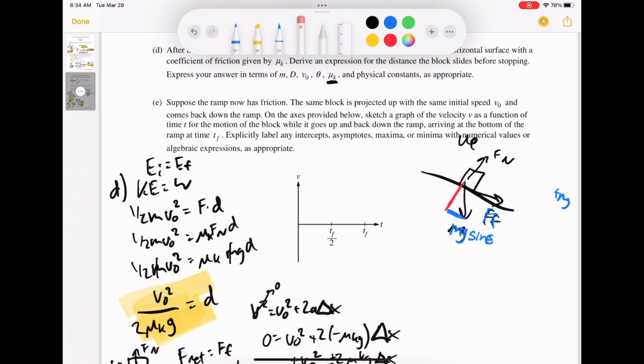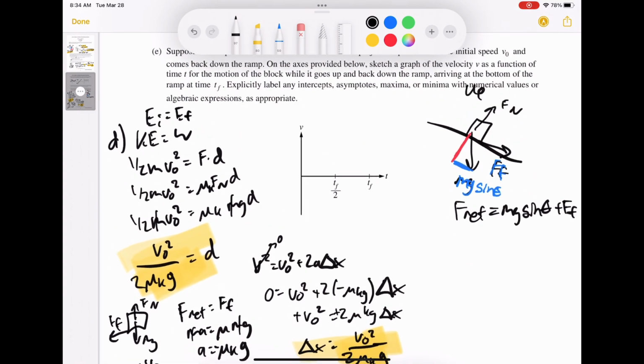Oops, ran out of room there. Let me rewrite that. So I have F net equals mg sine theta plus ff. Okay, so in this case, both are pointing down the inclined plane, so I have an acceleration down the inclined plane. Okay, that's as I'm going up.